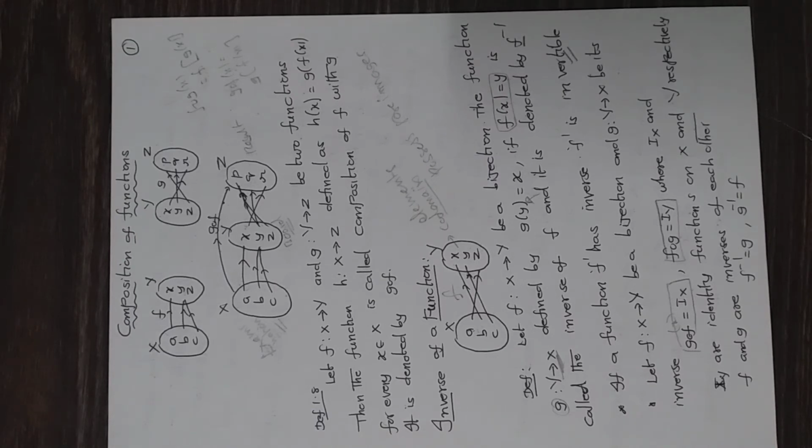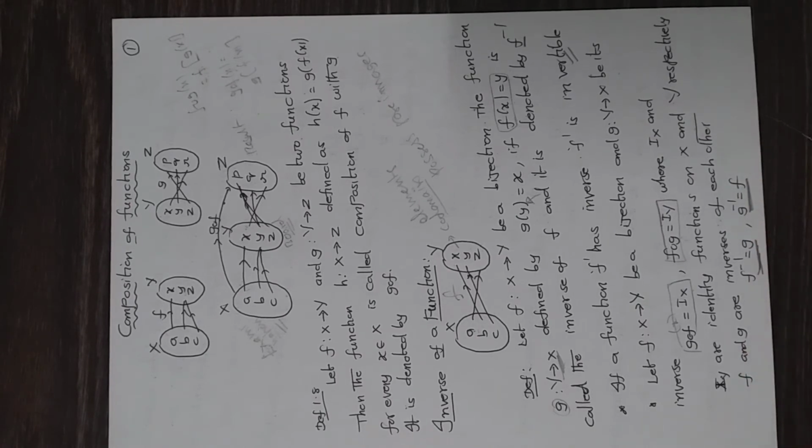So here f and g are inverses of each other. That means what? F inverse we can tell it as g, whereas g inverse we can tell it as f. That's what I wrote here. F inverse we can tell it as g, g inverse we can tell it as f. So this is the main thing. Students, you need to remember 3 conditions.